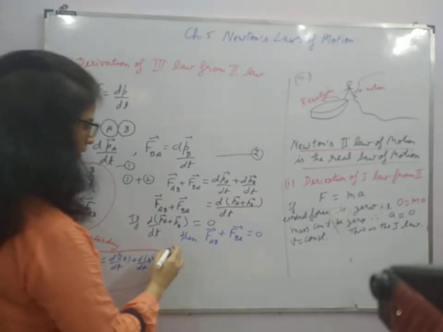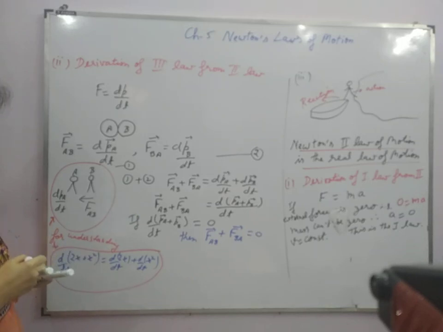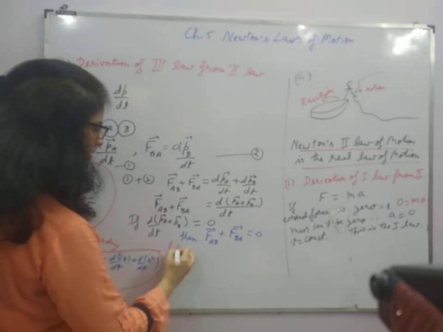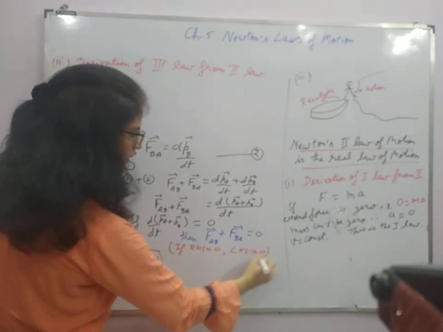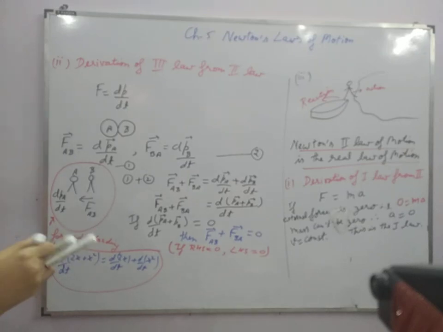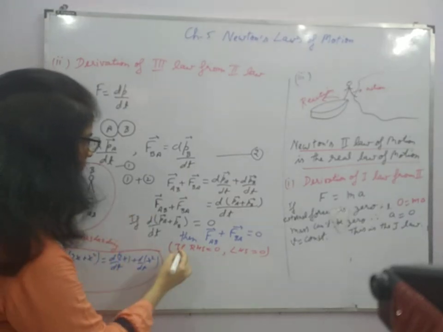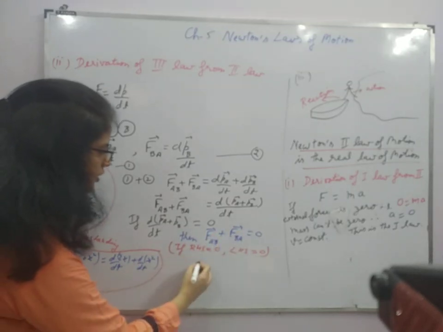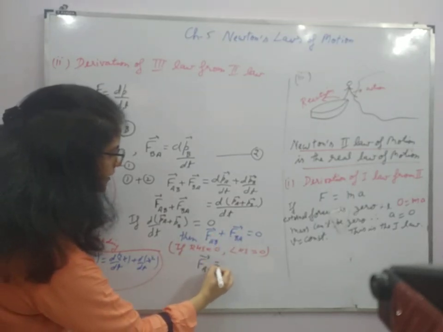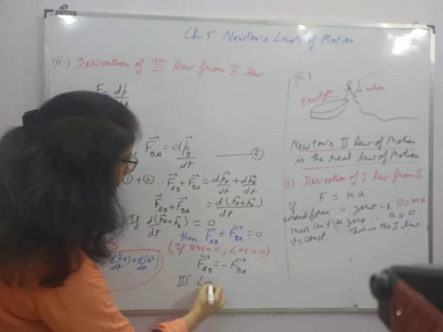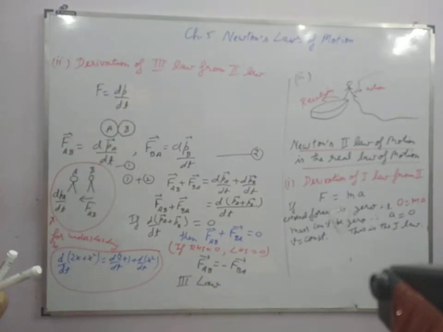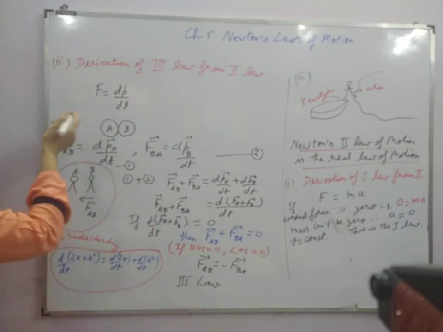What does that mean? If the right hand side is zero, then the left hand side must also be zero. This is what I have applied. So from here, this is 0, and you can write down FAB is equal to minus FBA. This is the third law. So we have just seen that we can derive the third law from the second law, and the first law from the second law.